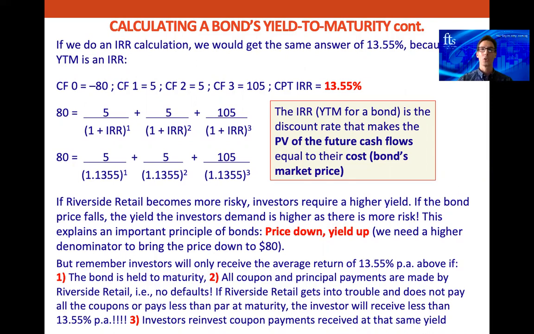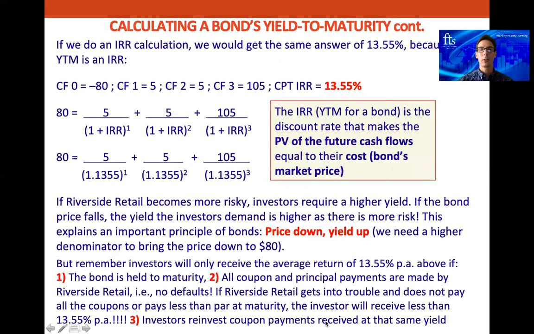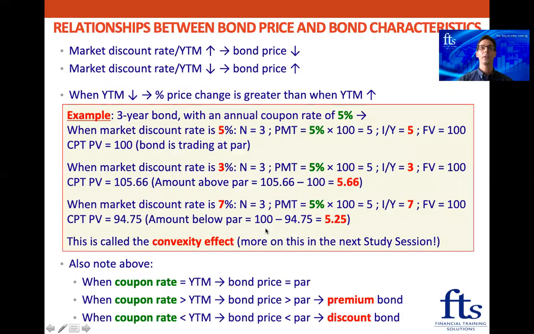Okie dokes. So now, calculating the value of a zero coupon bond, I want to come back to, because while we've just done this, price down, yield up, we've gone through the whole story. Let's go straight onto the relationships between bond price and bond characteristics. And this is now done, right? If the market discount rate goes up or the yield to maturity goes up, we've seen bond price goes down, and it's vice versa as well. We worked the other way around.